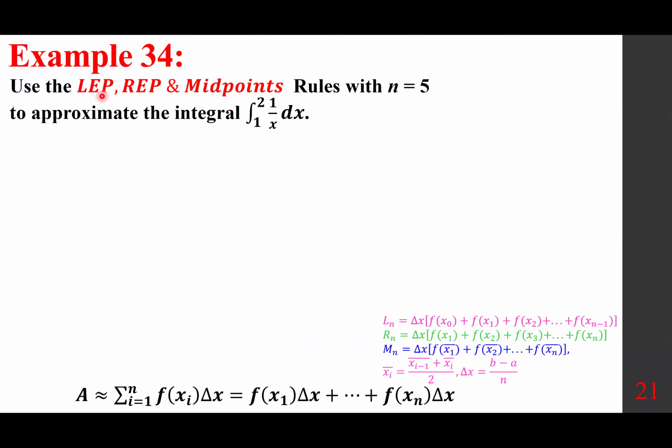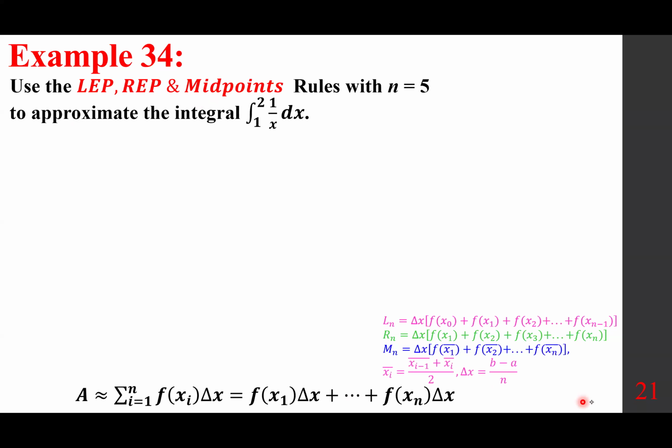Use the LEP, the left endpoints, REP, the right endpoints, and midpoints rule with n equals 5 to approximate this integral. Reminding you of the formula, but you really have to remember the general case for Riemann sum. The area is approximated by the summation of i going from 1 to n of f of x sub i delta x, which is f of x sub 1 times delta x all the way to the end. And delta x is b minus a over n, and so forth.